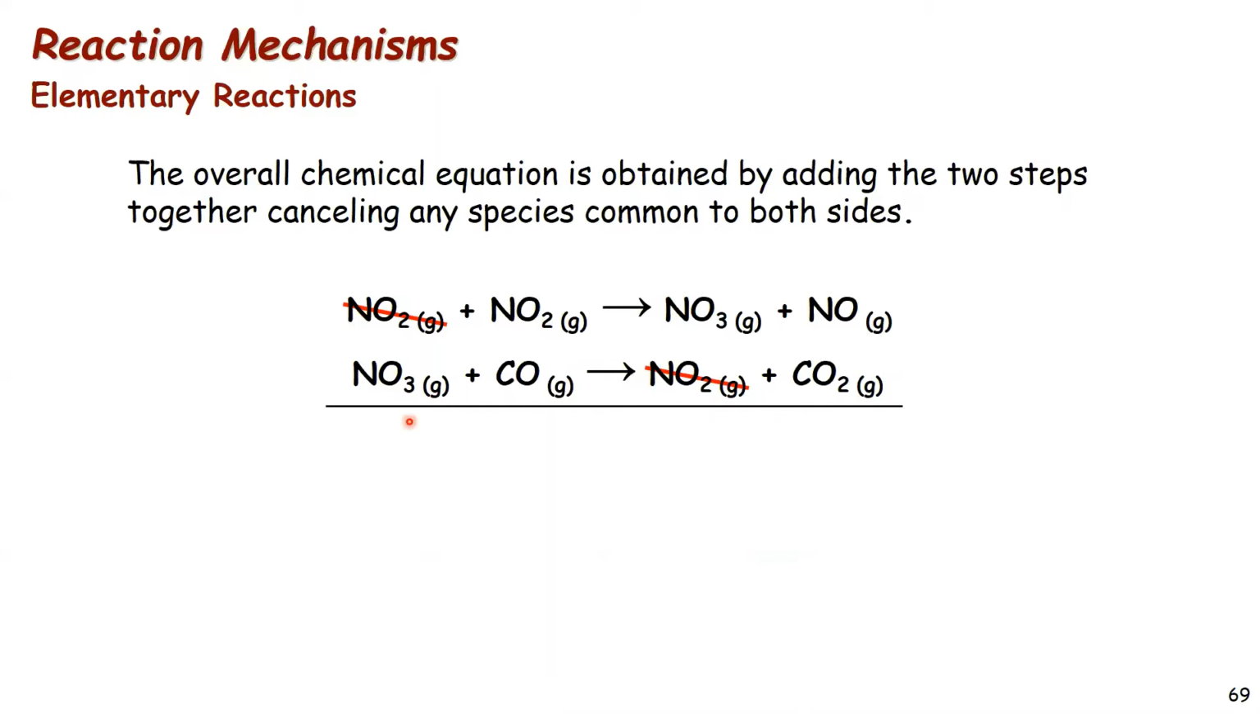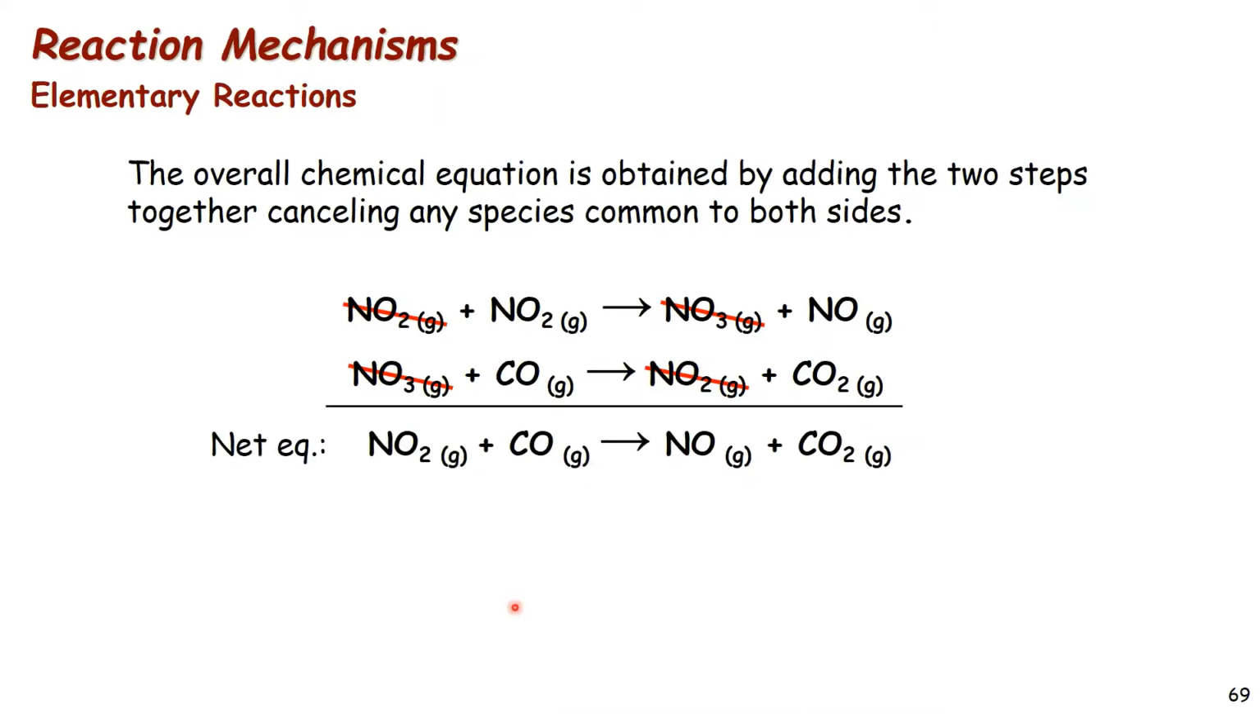Nitrogen trioxide, there's one here. Oh, there's one here, so we'll cancel them. Then carbon monoxide, well, there's no carbon monoxide on this side, so nothing else cancels, so we simply bring down the rest, and there is the overall equation that we were originally talking about, okay? So these are elementary steps. We would say this is step one, step two, and this is the overall equation, okay?